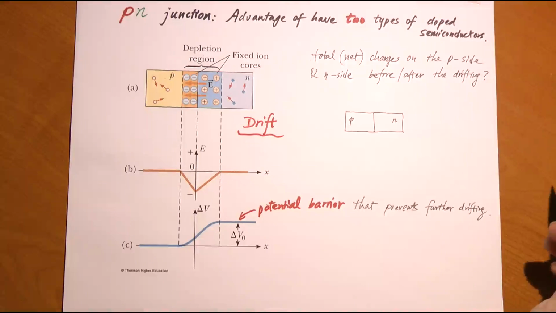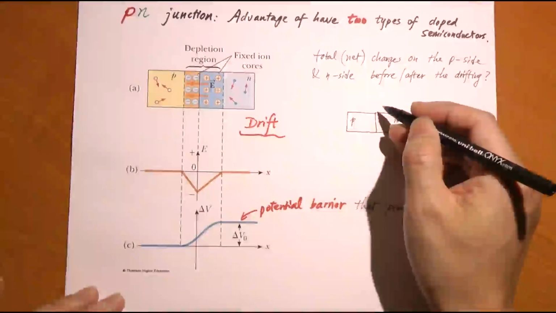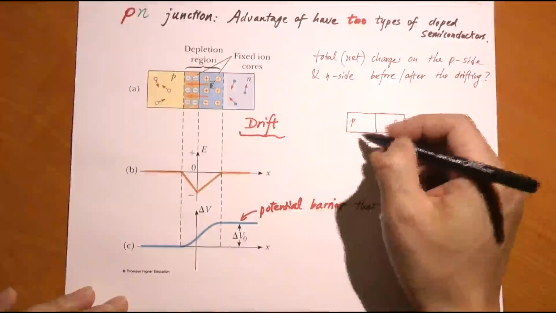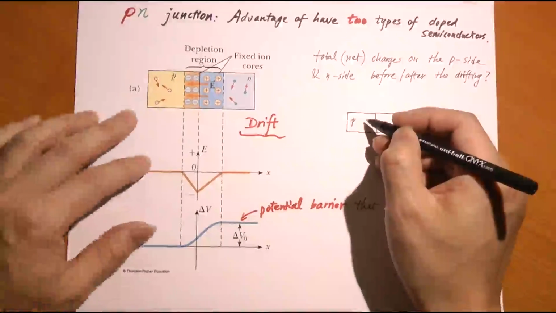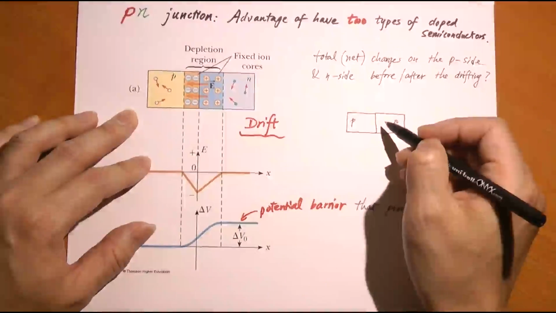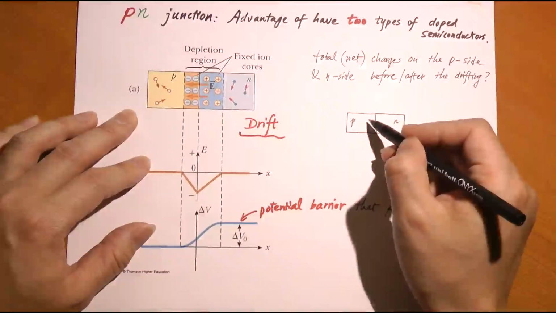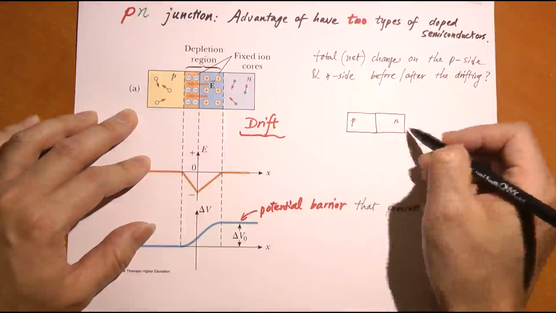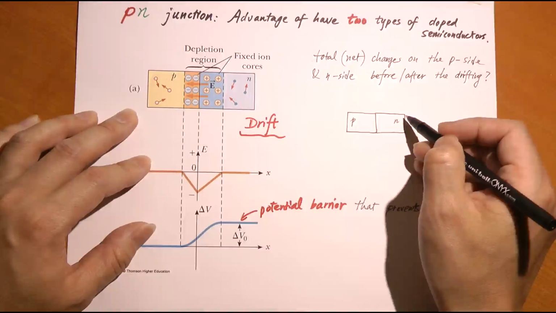Now, what's the situation? Well, on this side, you have a bunch of holes because this is the P-type, the P side. And on that side, you have a bunch of electrons. Okay, so you got some positive charge holes that fill this region, negative charge electrons that fill that region.